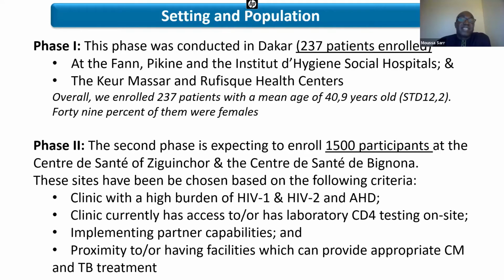The second phase is expected to enroll 1,500 patients at the health centers of Ziguinchor and Bignona, which are located in the southern part of Senegal. The criteria are a high burden of HIV-1 and HIV-2 and advanced HIV disease, having access to laboratory CD4 testing on site, the implementing partners' capabilities, and their capabilities also to provide appropriate clinical care for treatment for cryptococcal meningitis and TB treatment.